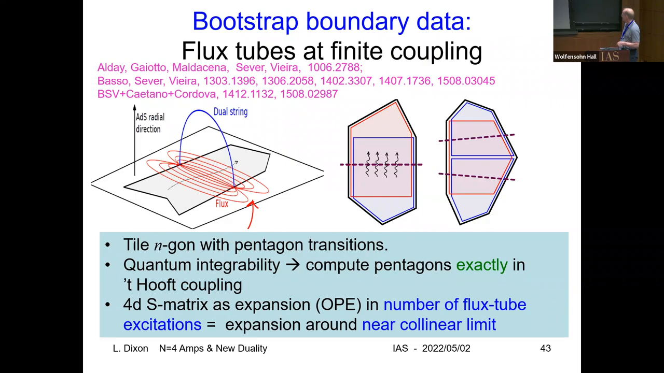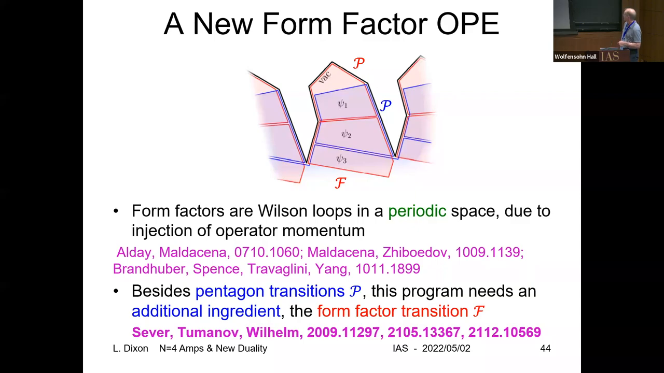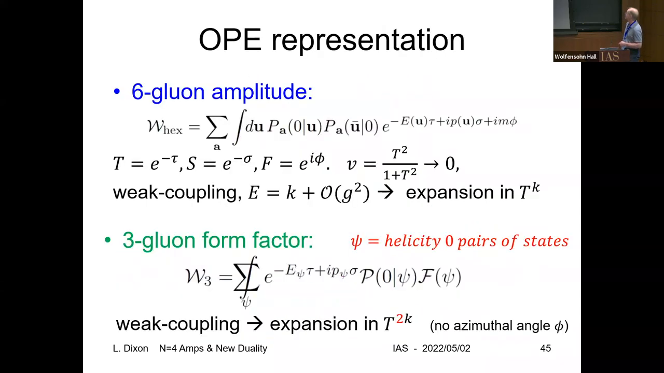But more generally, you can expand the S matrix in the number of flux tube excitations of the flux tube that goes between the edges of these Wilson lines and get this kinematic expansion in principle at finite coupling. So there was a new form factor version of it, which is very similar. The main difference is that there's one new ingredient, a form factor transition, that is needed as well. But fortunately for us, that was worked out by Sever, Tumanov, and Wilhelm over the past two years. So you have representations, which I'm giving very schematically here. I just want you to notice that they depend on some coordinates, which are not the u, v, and w, or u hat, v hat, and w hat, but involve tau, sigma, and phi, or their exponentials, which are t, s, and f. And in the three gluon form factor, there is no azimuthal angle, but there's just tau and sigma.